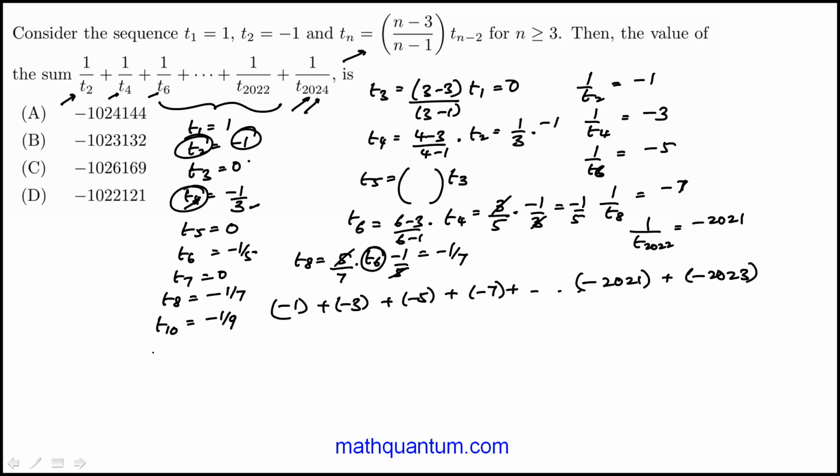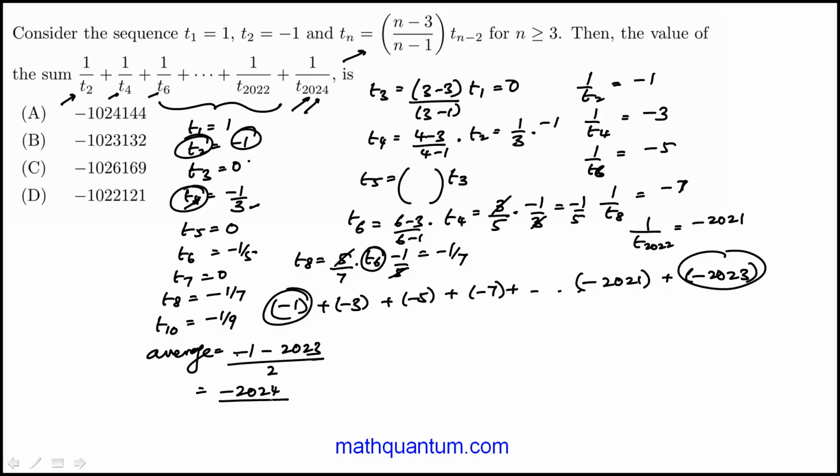So the average of all these terms will be the average of the first and the last. It's an important result. I won't go over where this comes from right now. So that's minus 2024 over 2, minus 1012. Next, I need to count the number of terms, because the sum would be average times the number of terms.